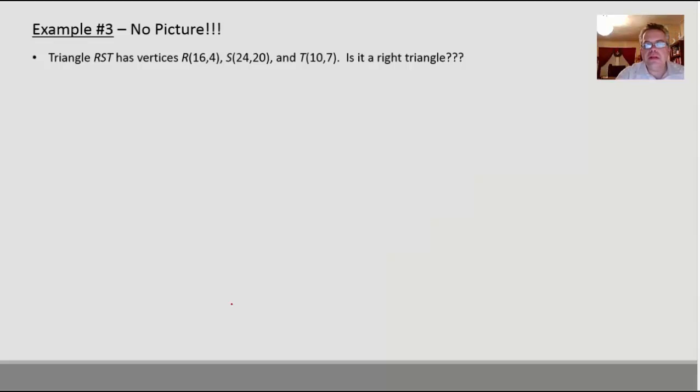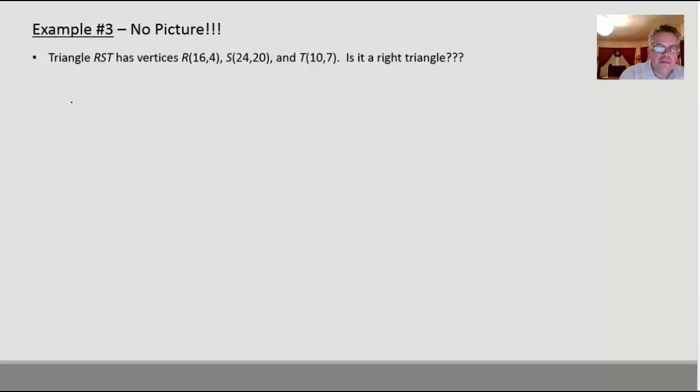All right, let's try this one. Is this one a right triangle? This time we have no picture. And that's why slope is powerful: I may not be given a graph, but just based on the coordinates, we can see if any of the two sides make a right angle. So we have to find the slope between all the different sides.